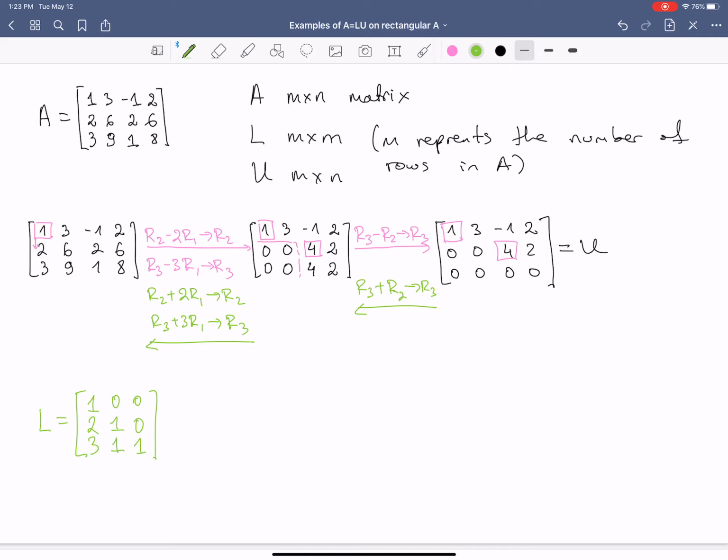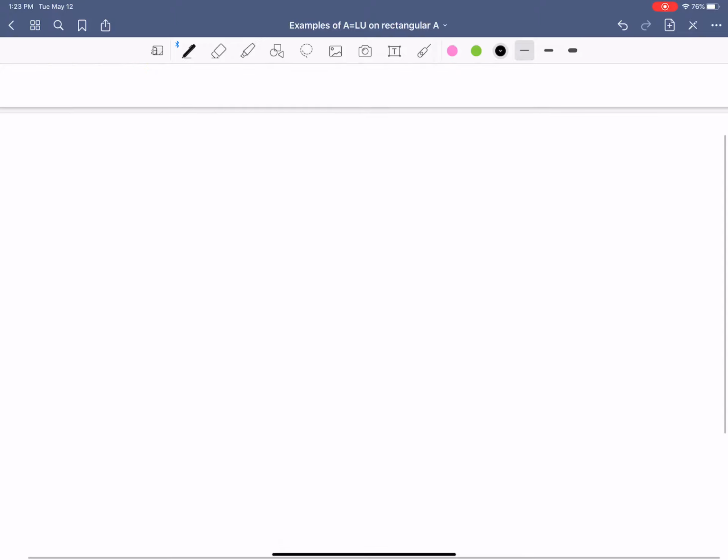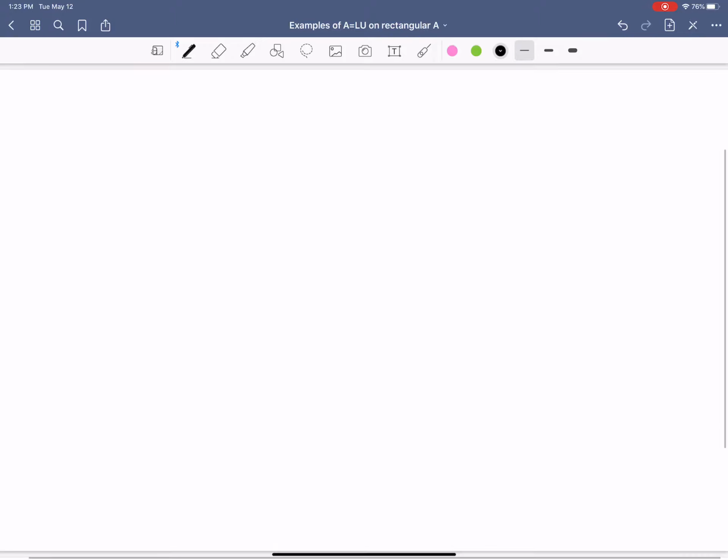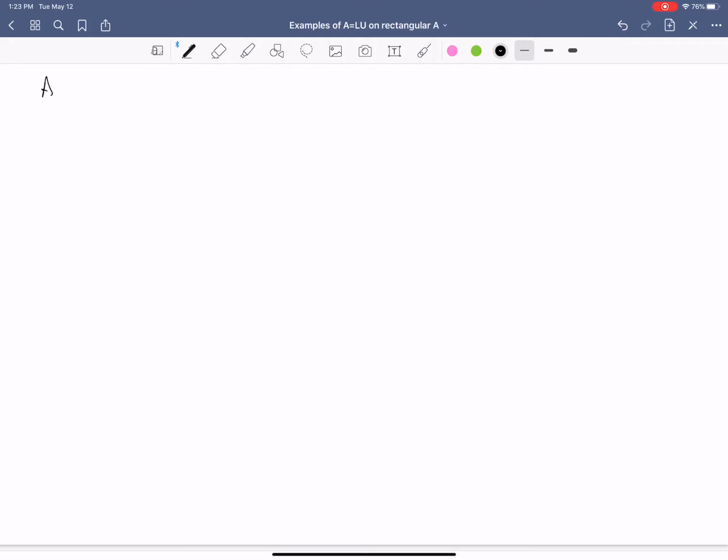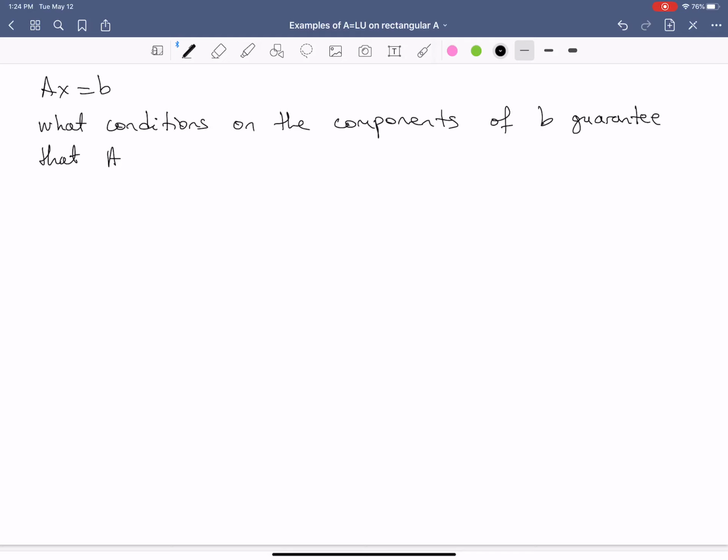Now, from here, I want to ask a related question. And that question is as follows. When we consider the system AX equals B, I want to ask what conditions on the components of B guarantee that AX equal to B will have a solution.